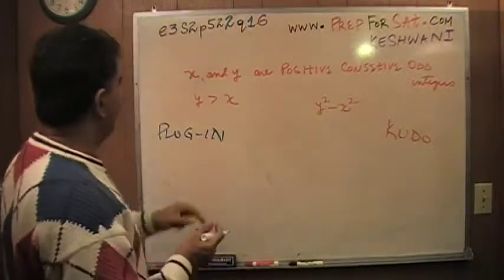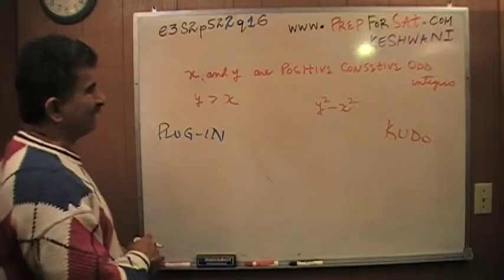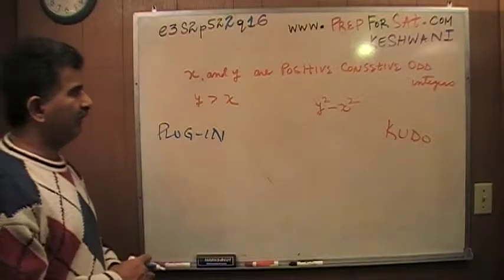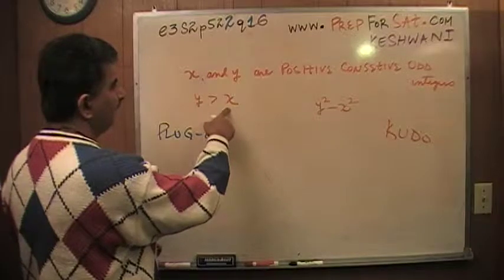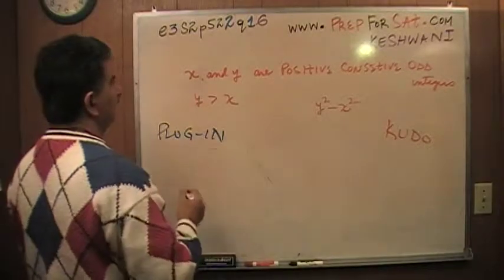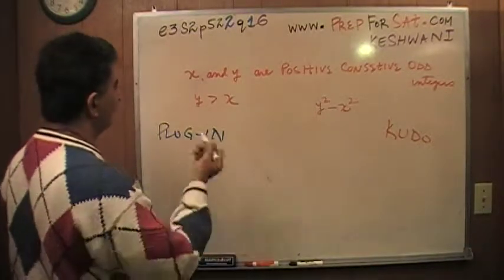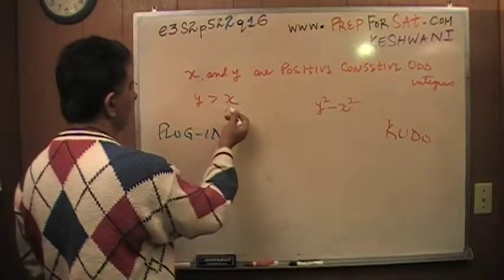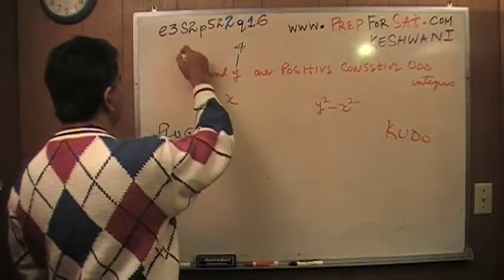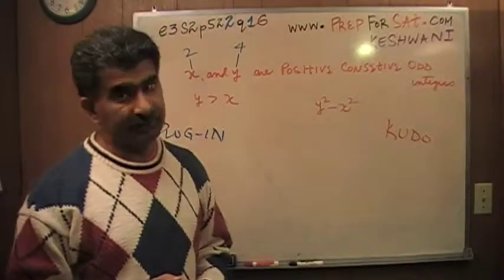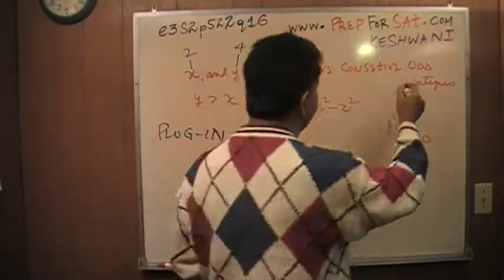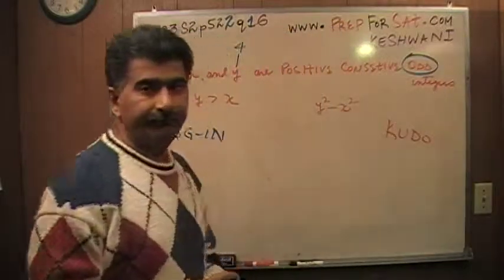Let's solve it. X and y are positive consecutive odd integers. I have to keep all of that in mind. So they have to be positive. Y has to be more than x, and they have to be odd integers. So let's plug in. I'm going to plug in, since y has to be more than x, 4 and 2. So far so good, right? No, so far it's not so good, because they need to be odd.